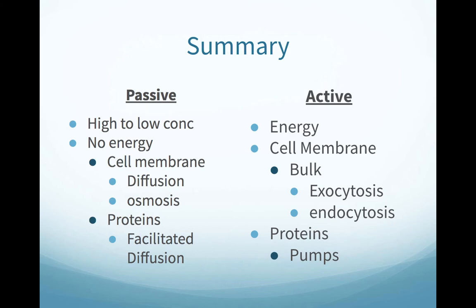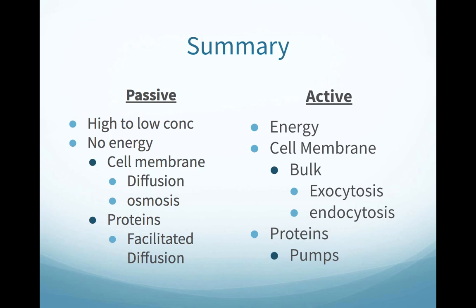So to summarize everything, the two general types of transport are passive and active. Passive goes from high to low, uses no energy, and can move either through the cell membrane or proteins in the cell membrane. So the diffusion and osmosis use the phospholipids, and the facilitated diffusion uses the proteins. And then for active, energy is used, and it's generally moved from low to high concentration. And the type that uses the cell membrane fully is bulk transport, the endo and exocytosis.